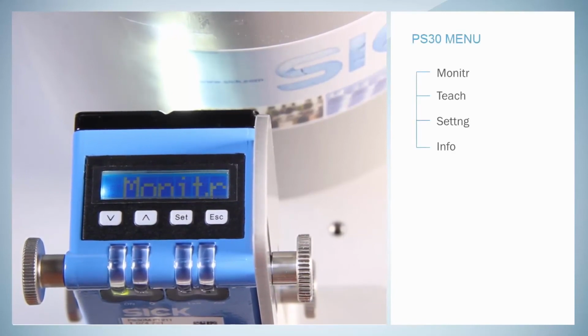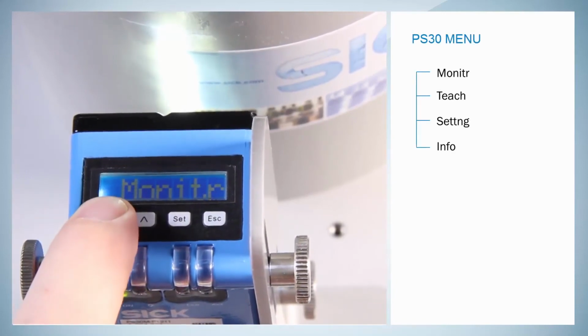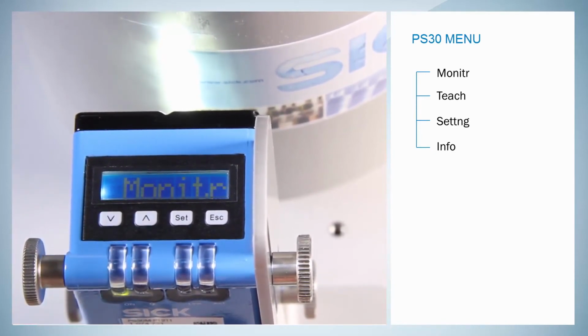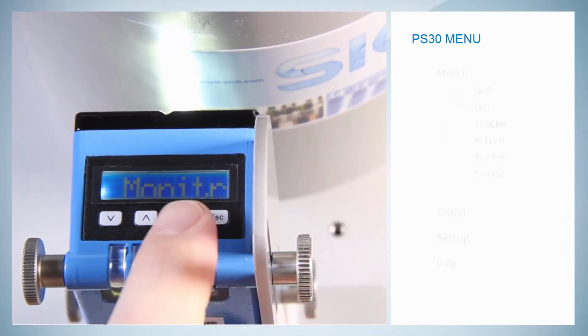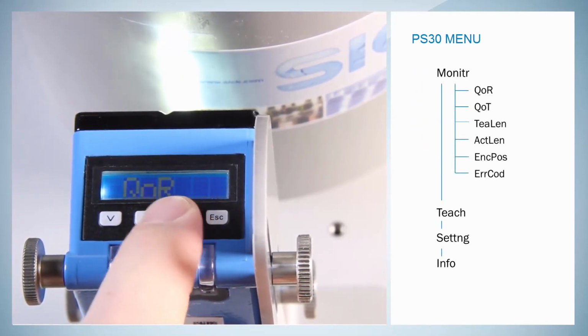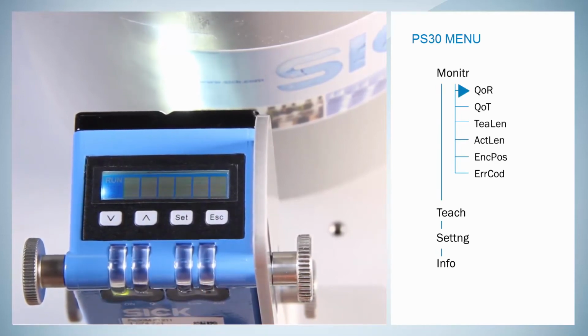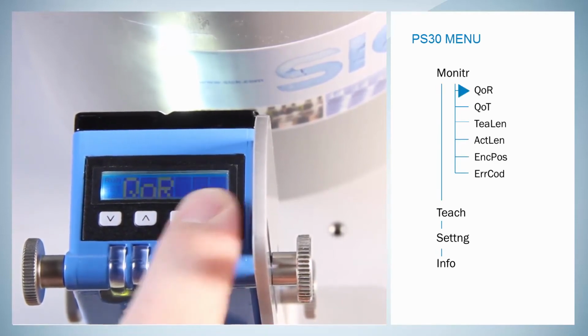On the first level of the menu, there are 4 different items: monitoring, teach-in, setting, and device info. There's a separate tutorial which demonstrates and explains the teach-in item. The item monitoring allows one to check and read out the current sensor status, such as quality of run, which shows the quality of run in up to 6 bars.